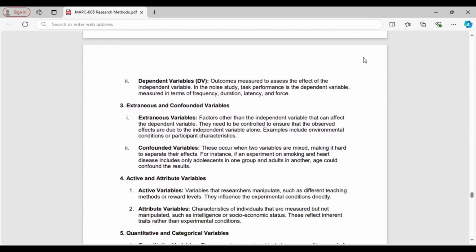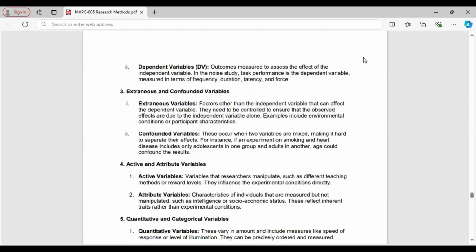Active and attribute variables. Active variables are manipulated by researchers, like teaching methods or reward levels, which influence experimental conditions directly. And attribute variables measure characteristics such as intelligence or socioeconomic status, which reflect inherent traits.